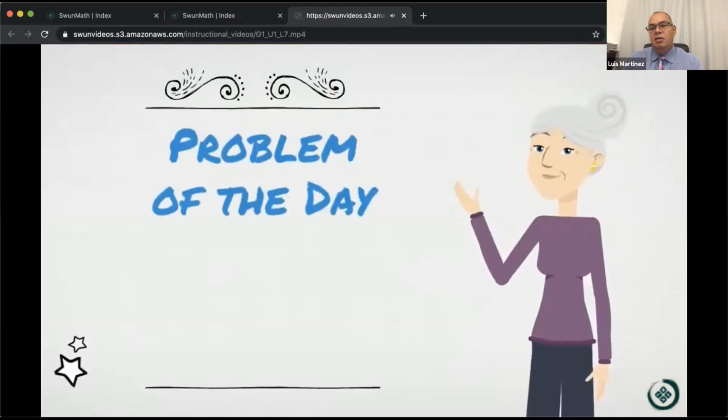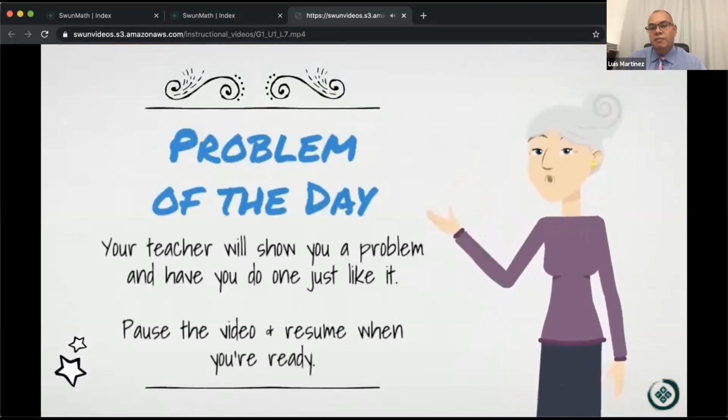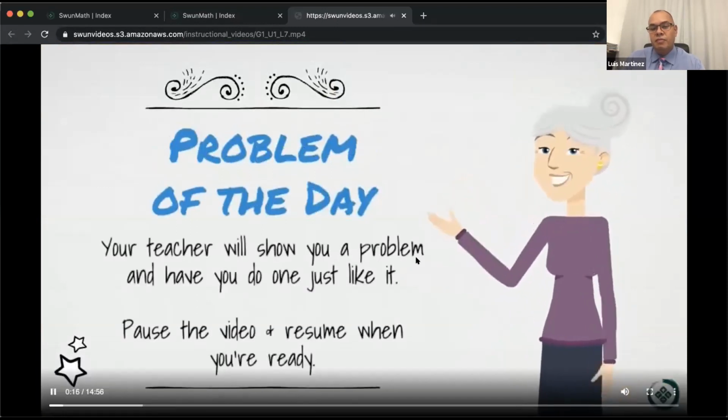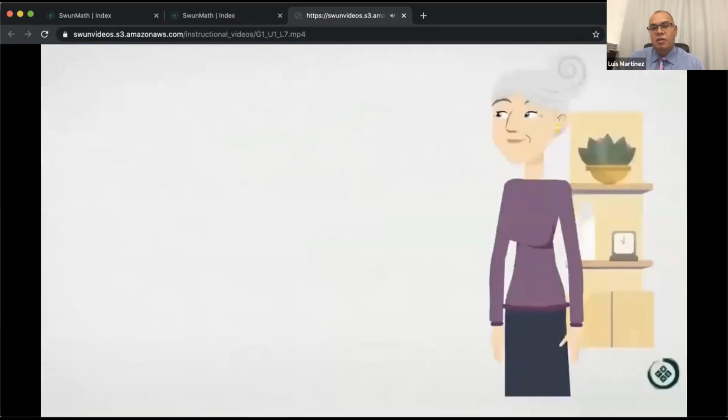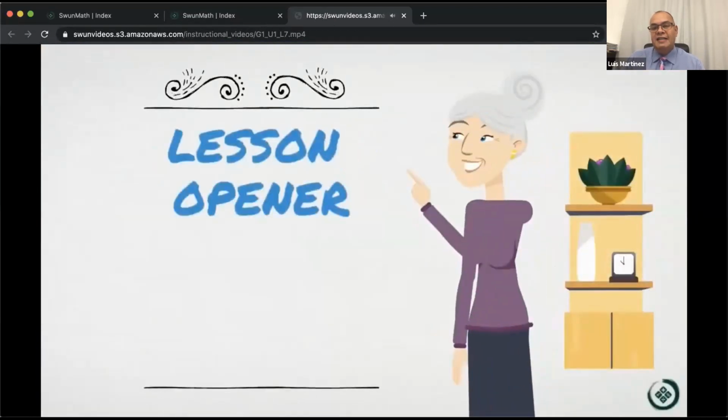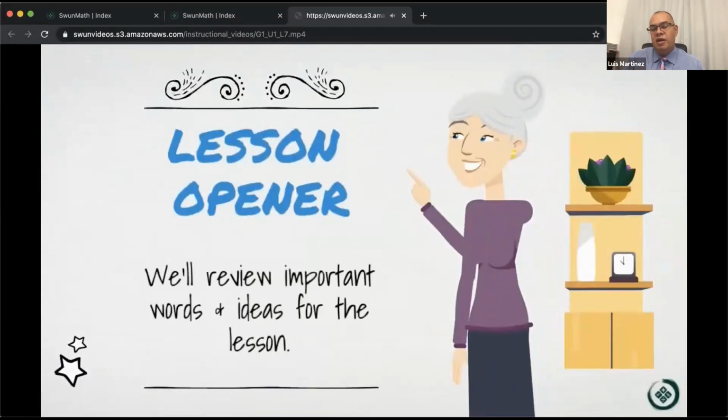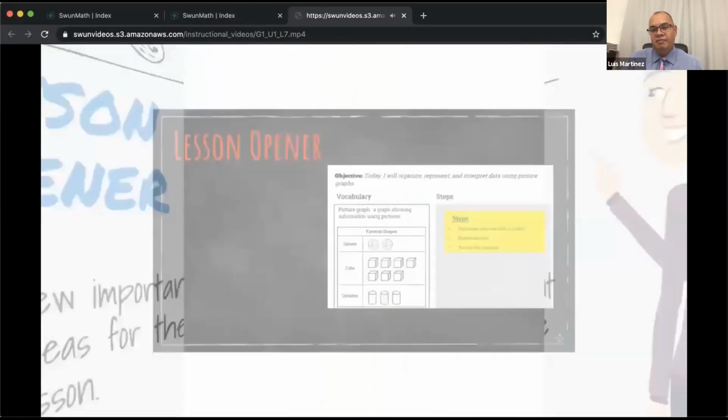Problem of the day. Your teacher will show you a problem and have you do one just like it. Pause the video and resume when you're ready. Now, that part your students can fast forward through, and then they get started here. Here's where the lesson opener is, where your lesson gets started for that day.